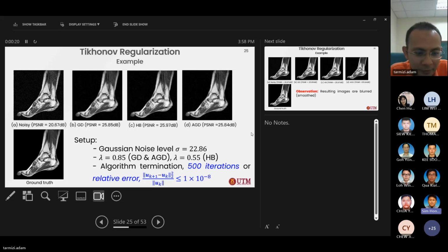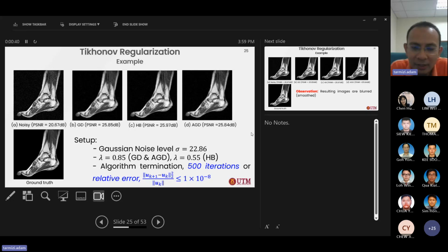Okay. Then another question, sorry, Dr. Tamizi. No problem. You have only tried gradient descent, heavy ball and accelerated. Did you ever think of trying other optimization algorithms, for example, quasi-Newton or maybe spectral gradient?